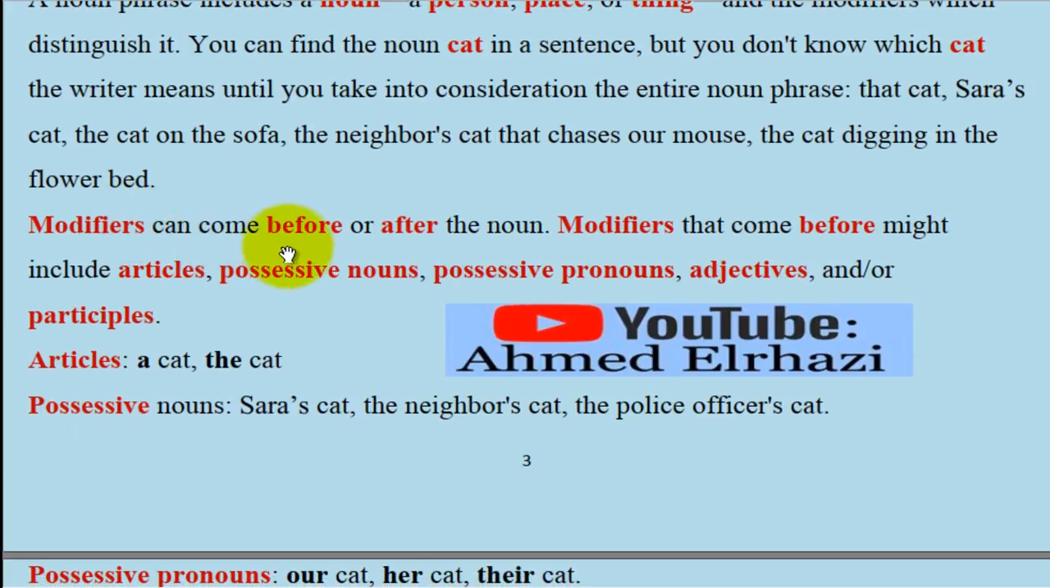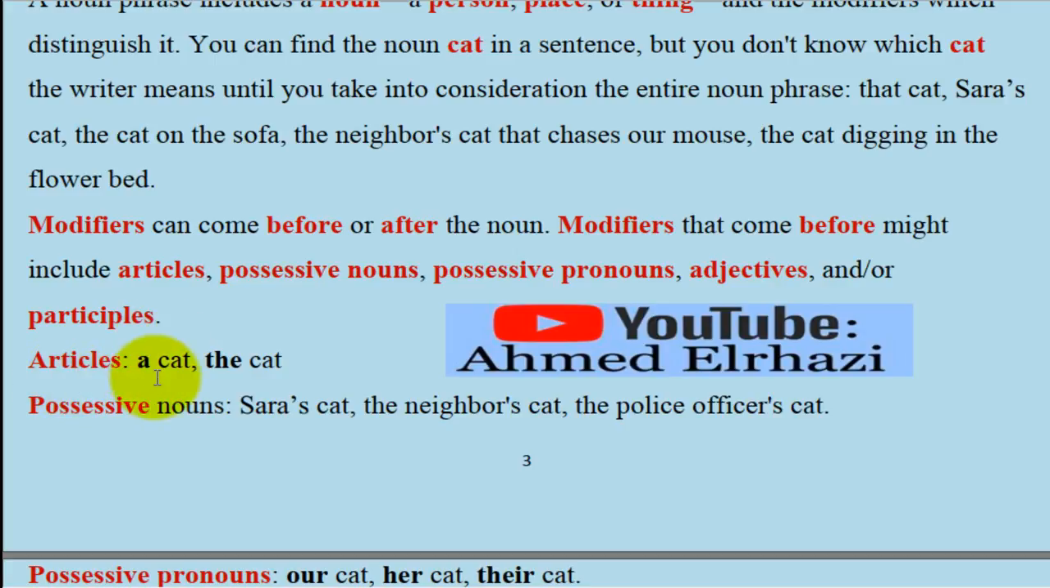Modifiers can come before or after the noun. The modifiers that come before might include articles, possessive nouns, possessive pronouns, adjectives, and participles.